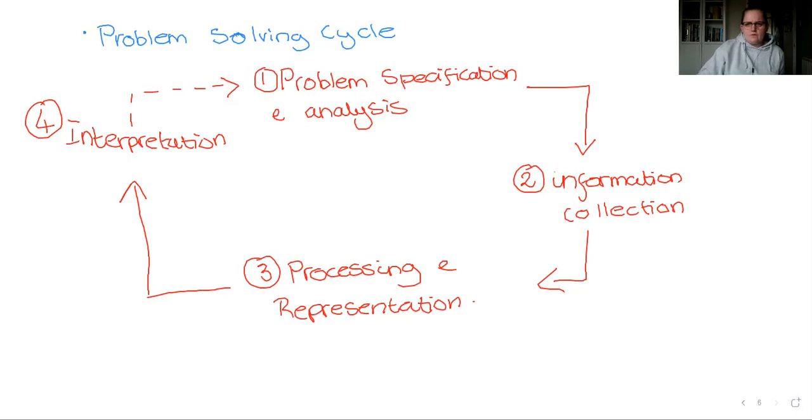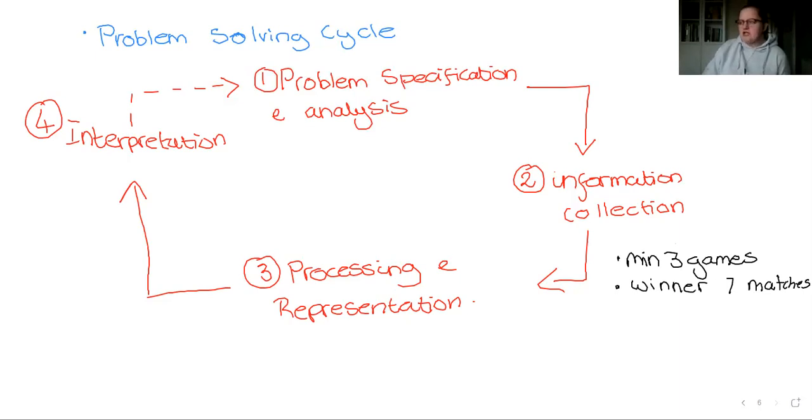So for example, you could be told that you will be given some specifications. So it's the Olympic Games, and you've been given the specifications that every team must play a minimum of 3 games. So every team has to play a minimum of 3 games. And your winner is going to play 7 matches. So every team has to have a minimum of 3 games that they've played. The winner has to have played exactly 7 matches.